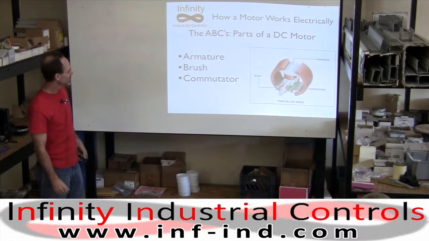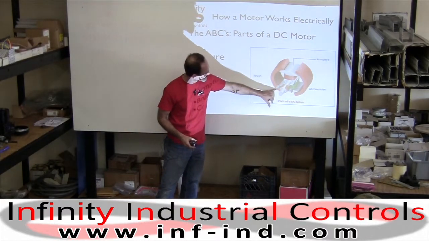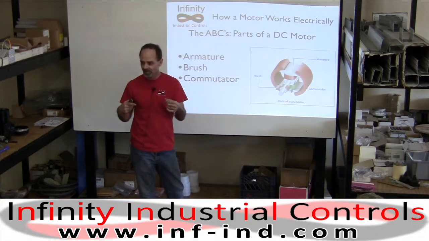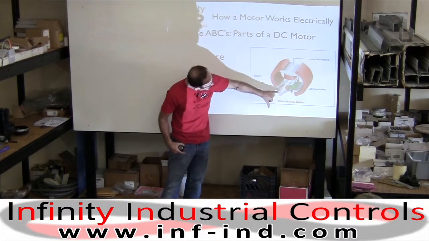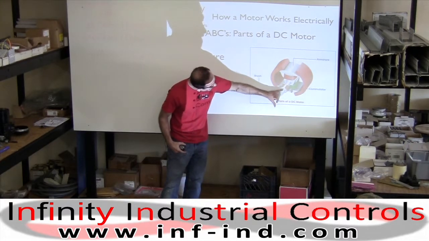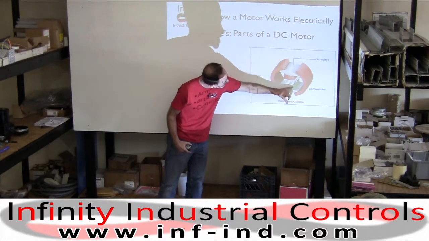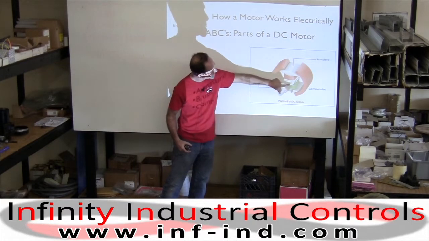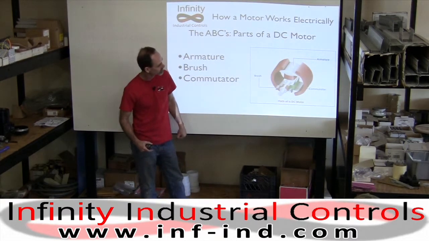Basic parts of a DC motor. We have brushes, which are just contactors. They're just to make contact. And a commutator, which is, you can see it's like a ring, but it's split. And each one of these would go to either set of coils. The rotating part in the center would be what we call the armature.